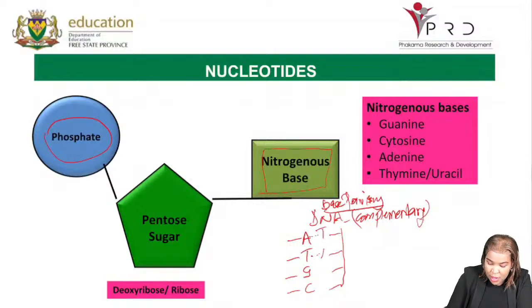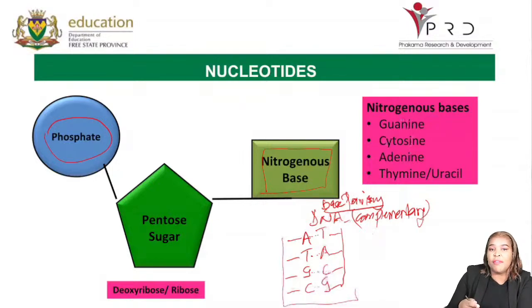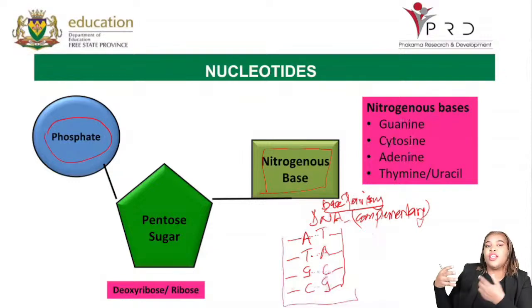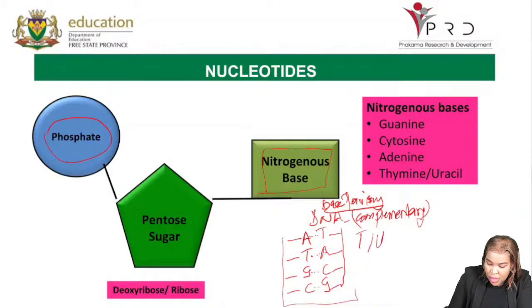T pairs with A. G pairs with C. C pairs with G. So these are always the case. So you must remember that they are like this in DNA, but in RNA, remember it's a single strand, they are just like that. But however, when the tRNA comes or the mRNA comes, they need to be complementary. And that is where instead of thymine, you are going to use uracil.